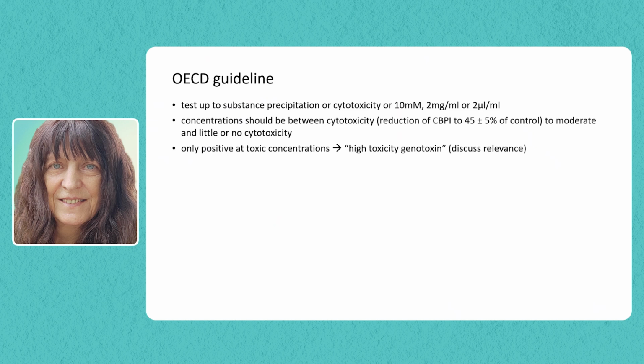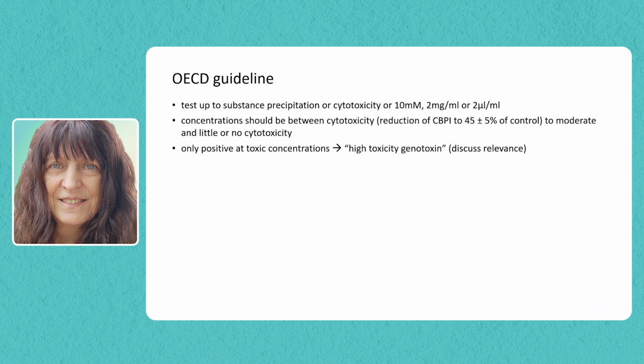So what else is in the guideline? For example, there's a recommendation about the substance concentrations that you should use. You should go up to substance precipitation or cytotoxicity, or there are certain upper dose limits. If you don't reach any cytotoxicity and the compound is still soluble, then you can stop when you've tested up to this pretty big amount of compound. And you should cover the concentrations between cytotoxicity and also no cytotoxicity. And cytotoxicity is defined in this guideline, and in this case, it's a reduction of the CBPI, the proliferation index, to 45 plus minus 5% of the control.